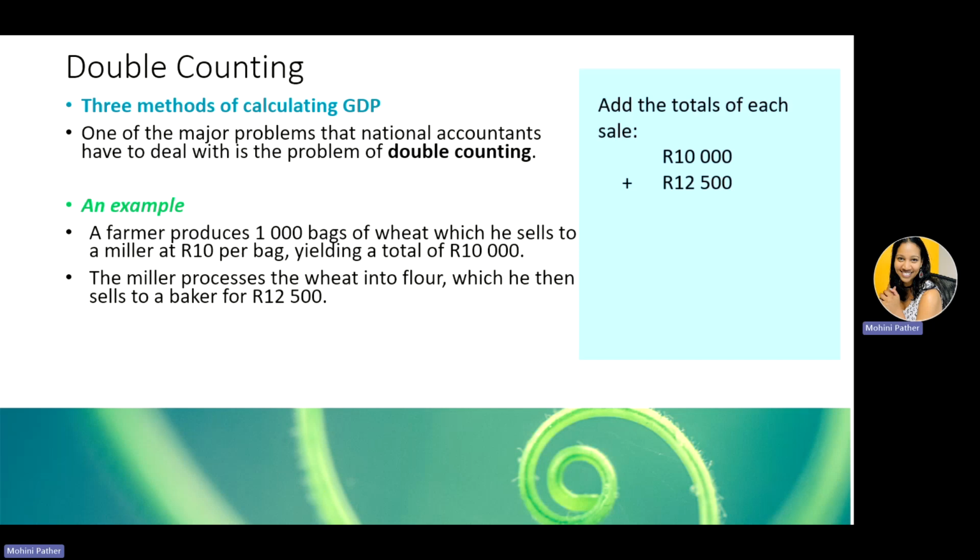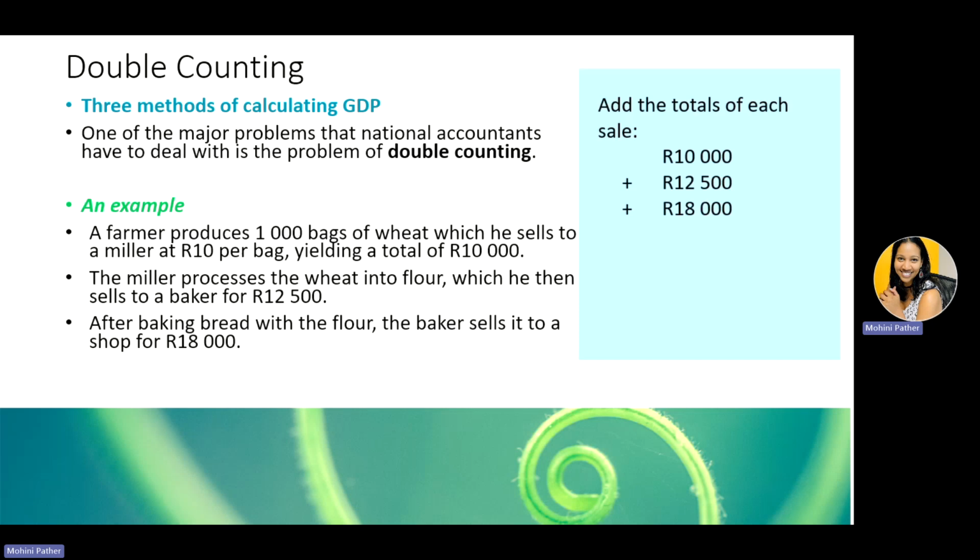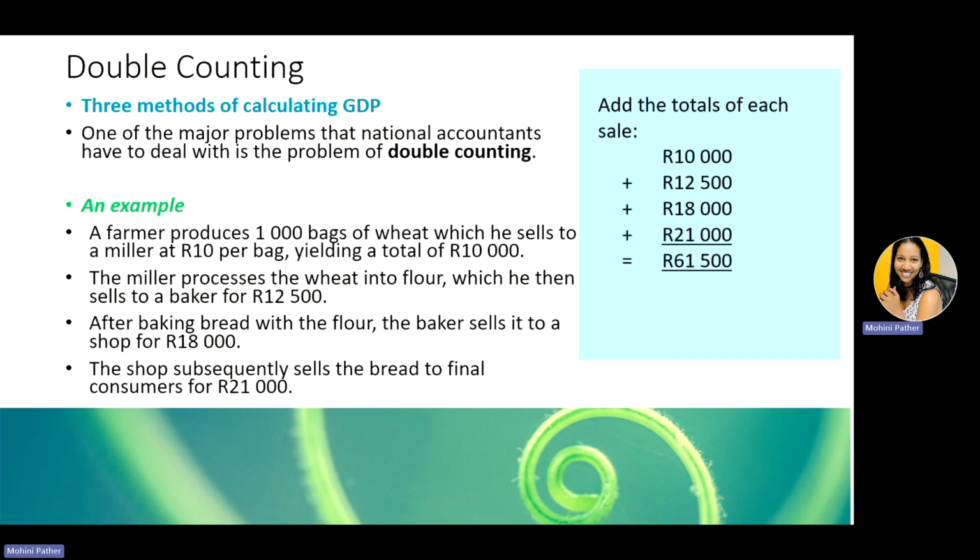Okay, so in our example here, a farmer produces 1,000 bags of wheat. He sells it to the miller for 10 Rand a bag. So he's got 10,000 Rand. The miller then processes that wheat into flour, sells it to the baker for 12,500 Rand. Now, after baking the bread with that same flour, the baker sells it to the shop for 18,000. And the bread is finally sold to consumers for 21,000.